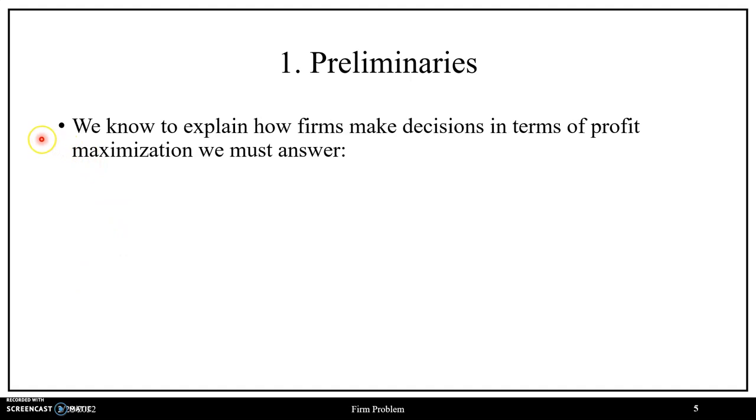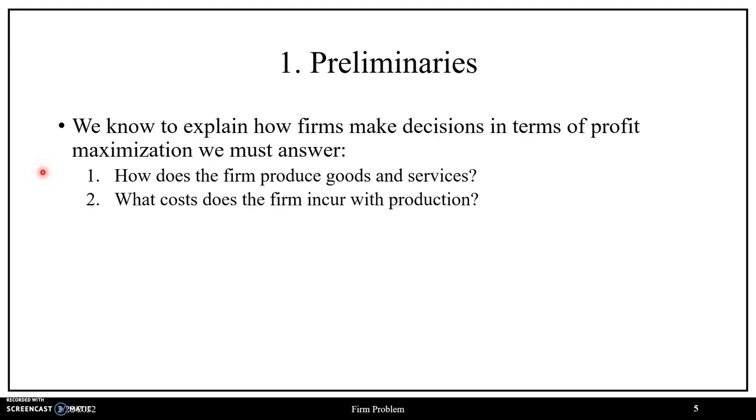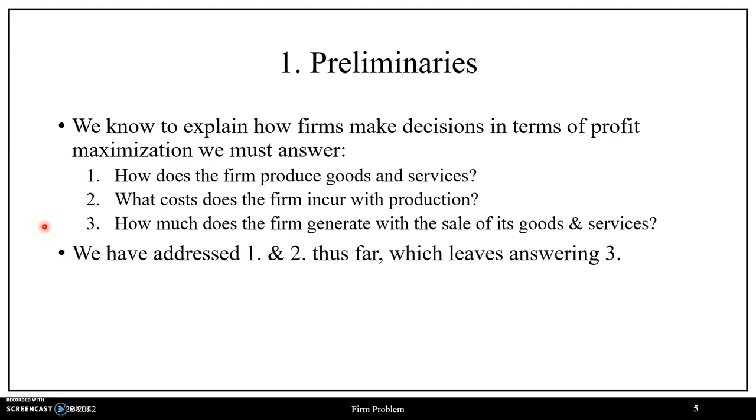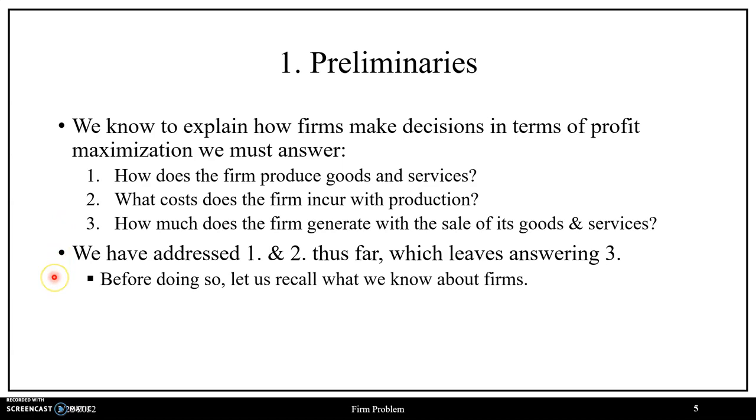So to begin with our preliminaries, we know to explain how firms make decisions in terms of profit maximization, we must answer the following three questions. How does the firm produce goods and services? What cost does the firm incur with production? And how much does the firm generate with the sale of its goods and services? Where thus far we've addressed questions 1 and 2 in the first half of the theory of the firm, which only leaves us with answering question 3. But before doing so, let us recall what we know about firms.